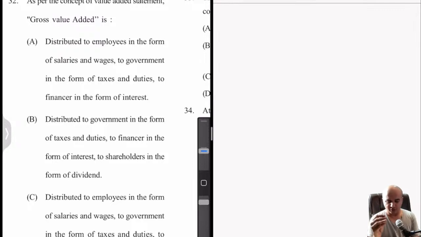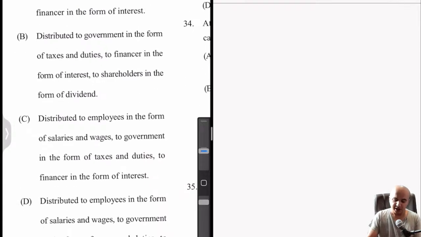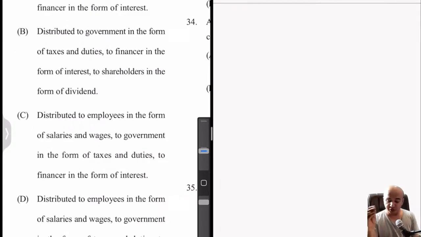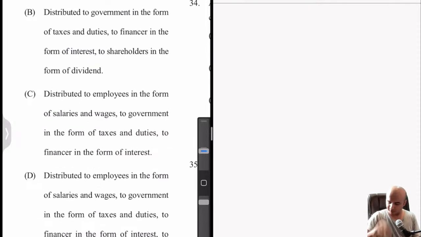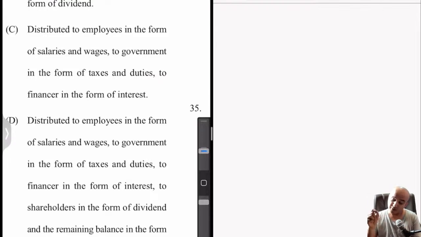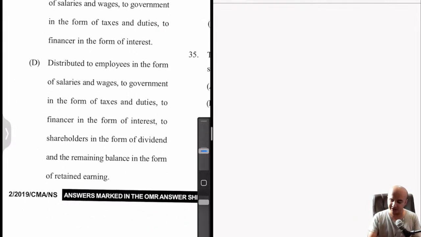Gross value added is what? Distributed to employees in the form of salaries, wages, to government in the form of taxes and duties, to financier in the form of interest. Okay, that is one option. Distributed to government in the form of taxes, duties, to financier in the form of interest, to shareholders in the form of dividend. That is another. Slight changes, if you notice. Distributed to employees in the form of salaries and wages, to the government in the form of tax and duties, to financier in the form of interest, fine.